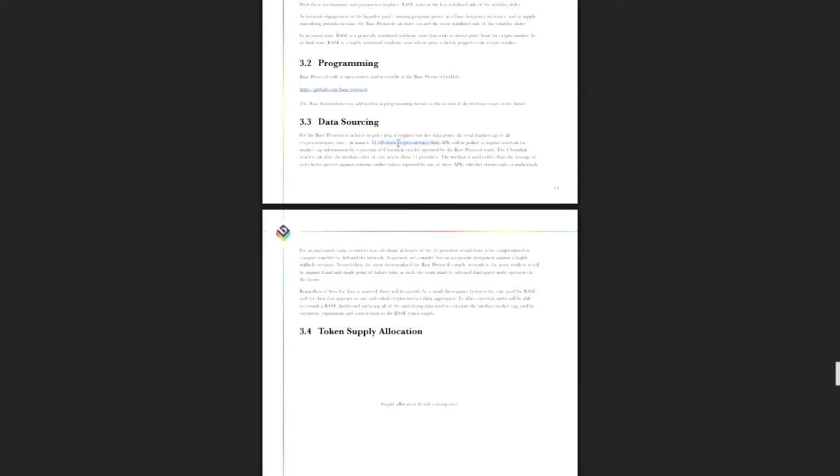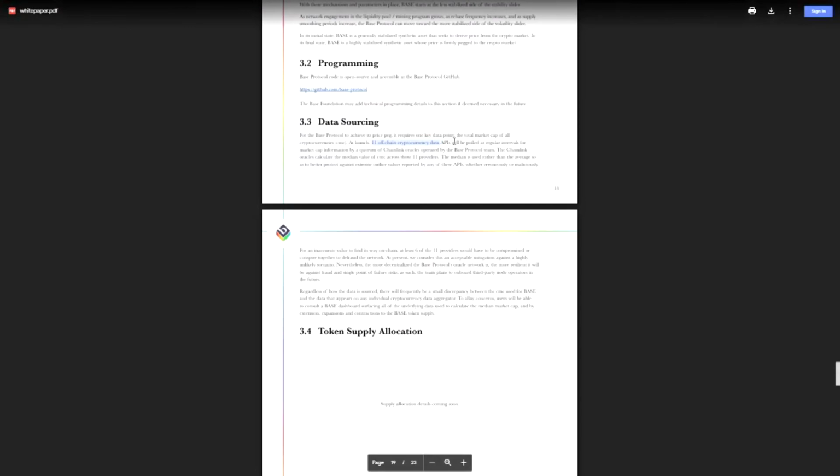Now, why is this important? Well, a lot of those DeFi projects last summer, they got into a lot of trouble by just using one data source, because it's very easy to manipulate the protocol if you're just using one data source. So that's why it's good news that they're using Chainlink and they're using 11 off-chain cryptocurrency data APIs.